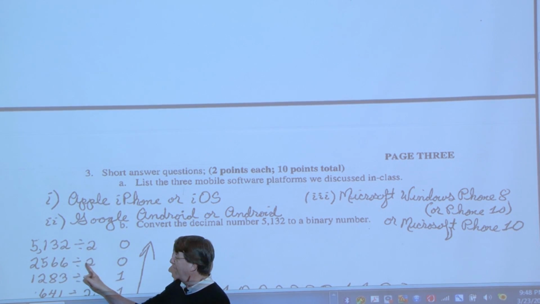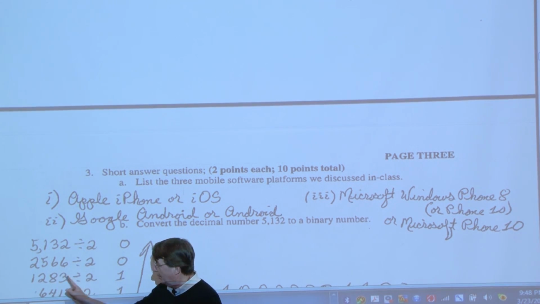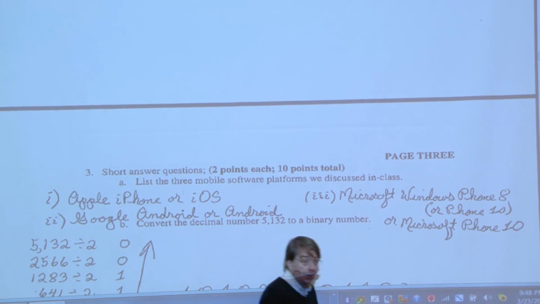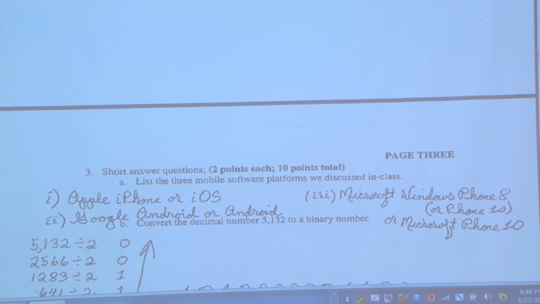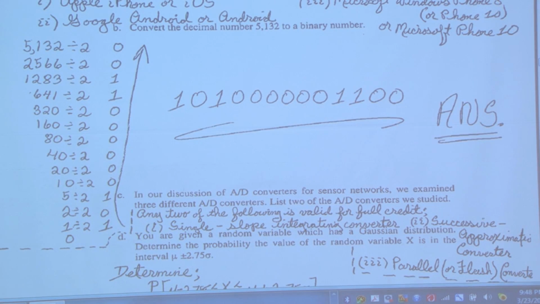Take this number, divide by 2. I get this number, remainder 0. I take this number, divide by 2. I get this number, remainder 1. You keep doing it. You keep going.